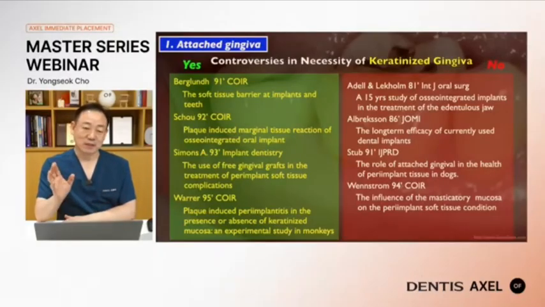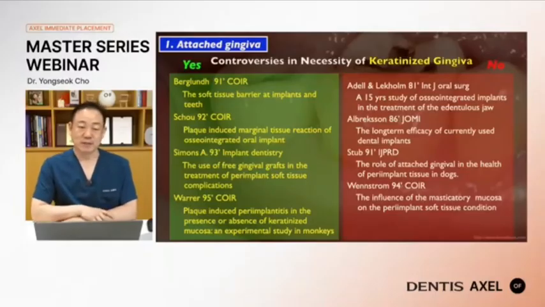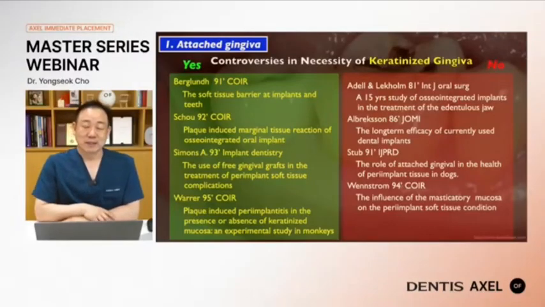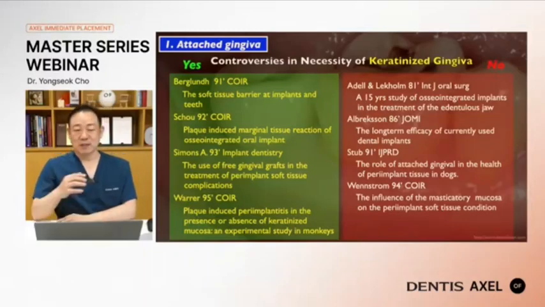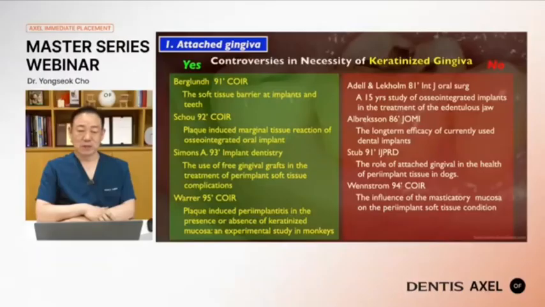However, another group says it is not so important for the long term of the implant. They say if the patient cares for oral hygiene well, there's no difference between enough keratinized tissue or lack of keratinized tissue in terms of implant survival or health. Which is correct? It is controversial.